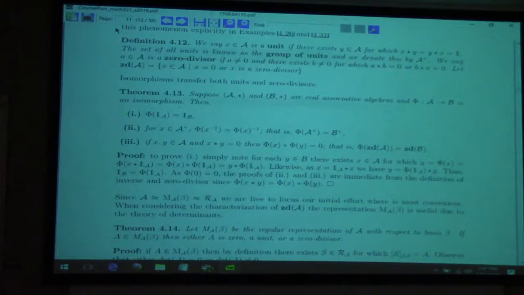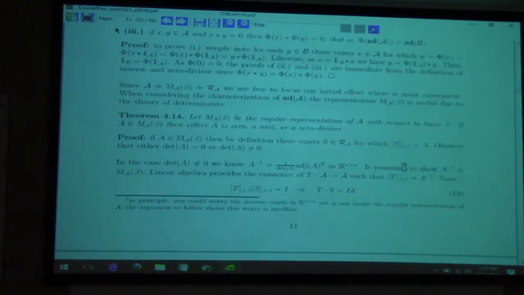Isomorphism transfers units, zero divisors. So if we have isomorphic algebras, then 1 goes to 1, inverses map to inverses, zero divisors map to zero divisors. These things we can all prove. That's actually very, very useful.